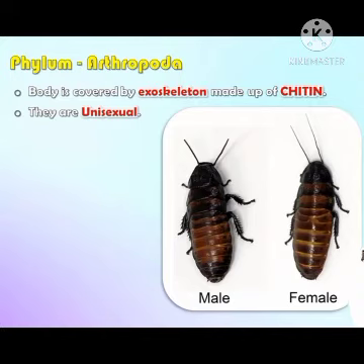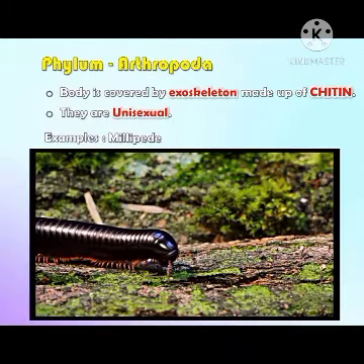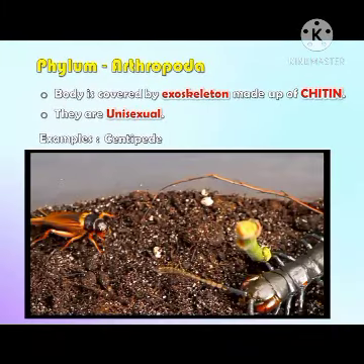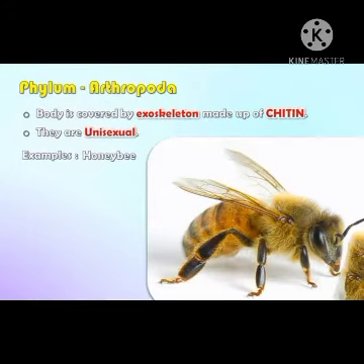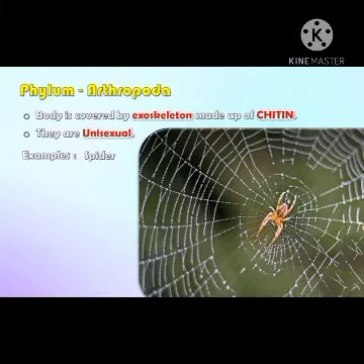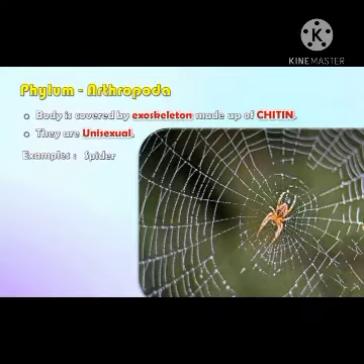They are unisexual. Examples: crab, spider, millipede, centipede, cockroach, butterfly, honeybee, etc. Spider comes in a different class, which is known as Arachnida. Insects come in class Insecta. Insects have 6 legs, spiders have 8 legs.